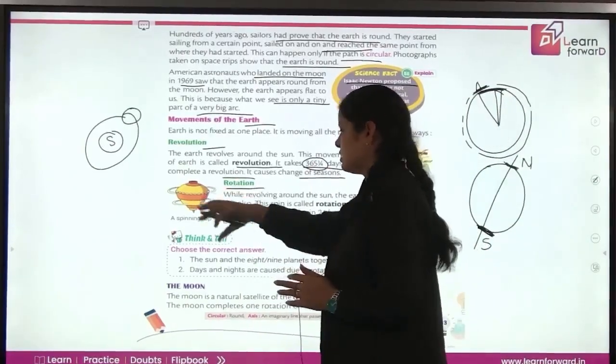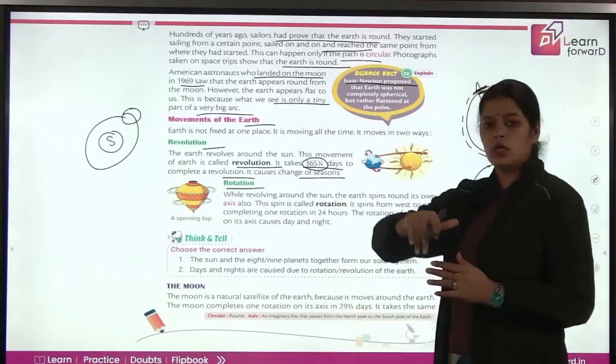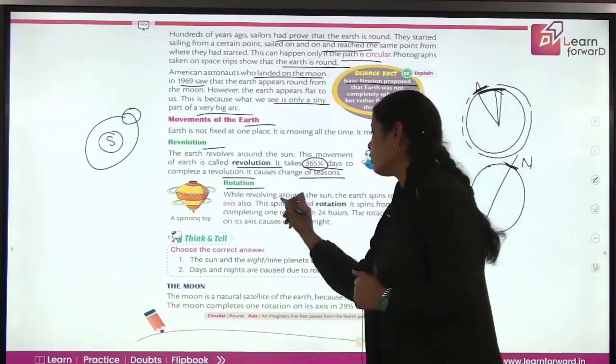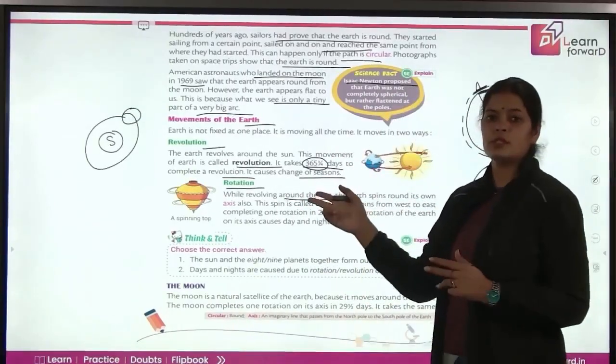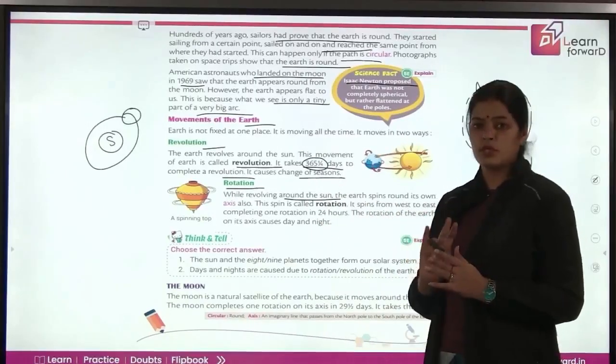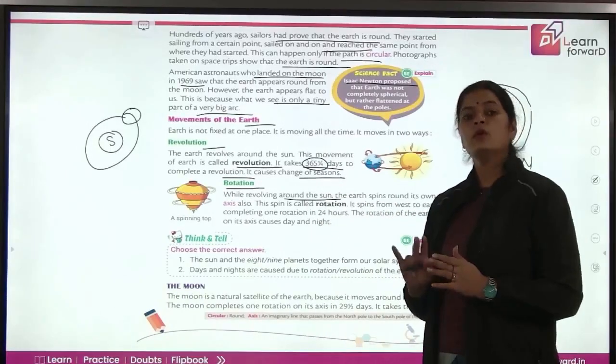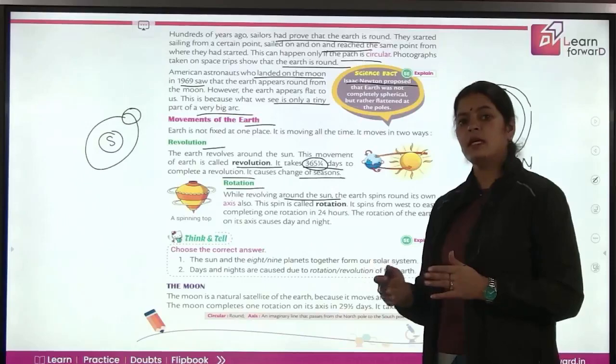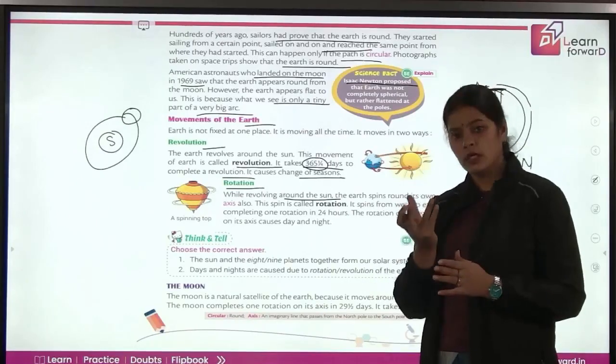Now what is rotation? Spinning, like a top. So it is rotating while revolving. Both processes, both types of motion of the earth, are going on simultaneously, side by side. It is revolving and at the same time it is rotating also.